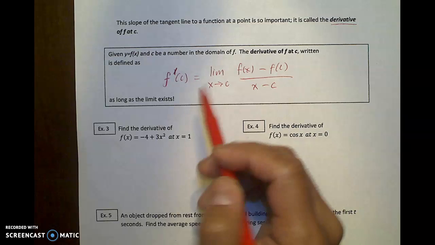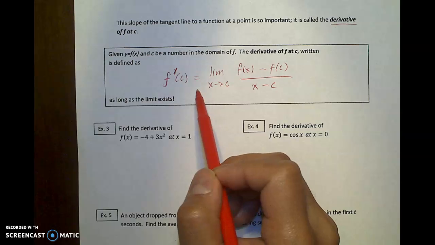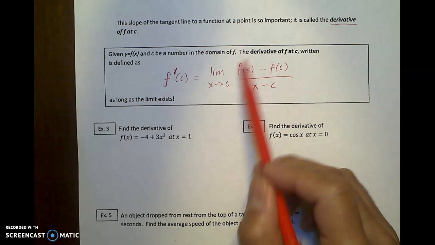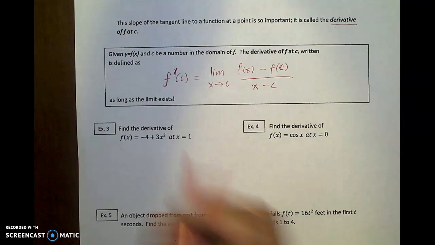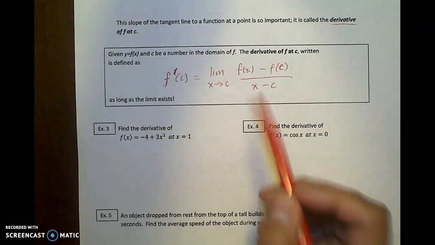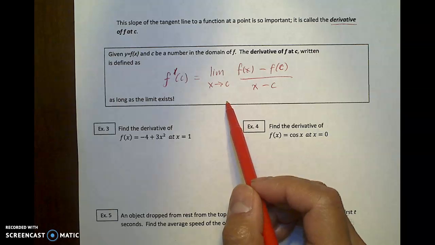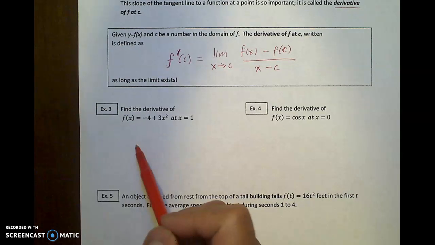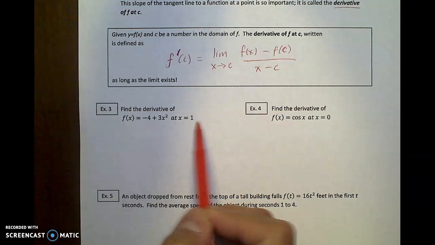The derivative of the function at c can be found by taking the limit as x approaches c using this setup. Again, as long as the limit exists. So we have to remind ourselves that just because we set up a particular limit expression doesn't necessarily mean that there's always going to be an answer. Alright, so let's go ahead and apply that with this next example. We want to find the derivative of this function at x equals 1.